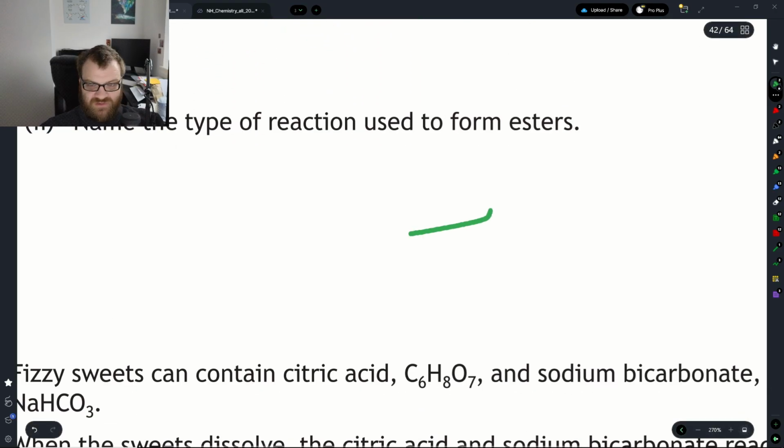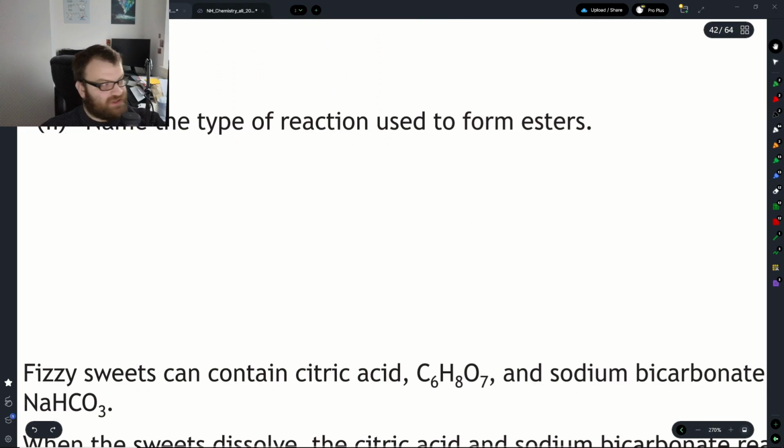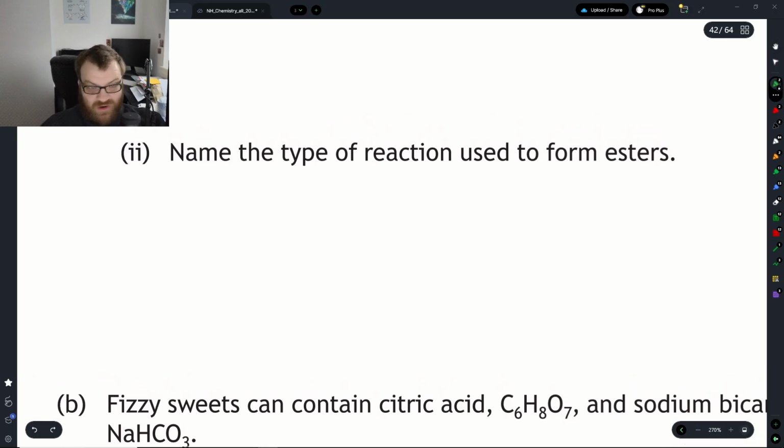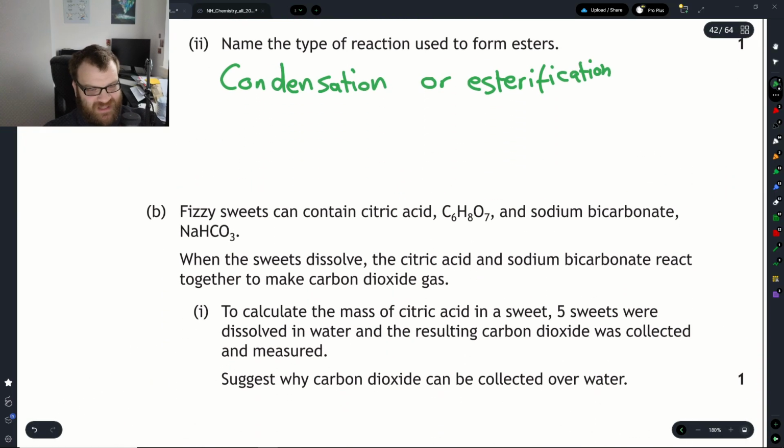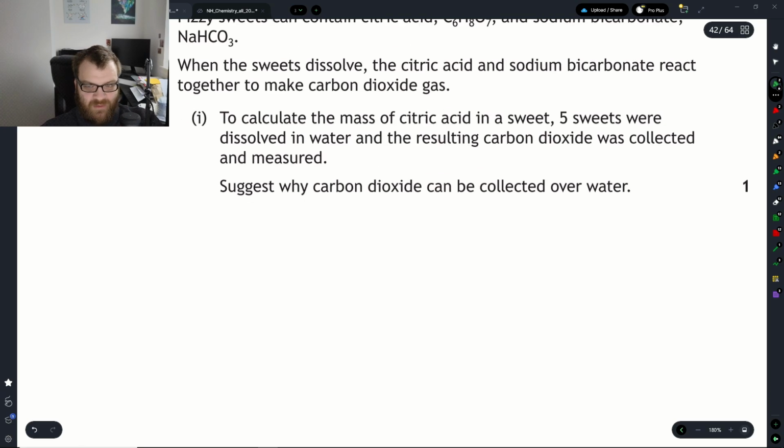For this one, you've got 2 options for the reaction that esters go through. First of all, you've got condensation. That also applies to making proteins or peptide links. The other option is esterification. Personally, I would go for the first one because that applies to more reactions. One less thing to remember, but esterification works as well.